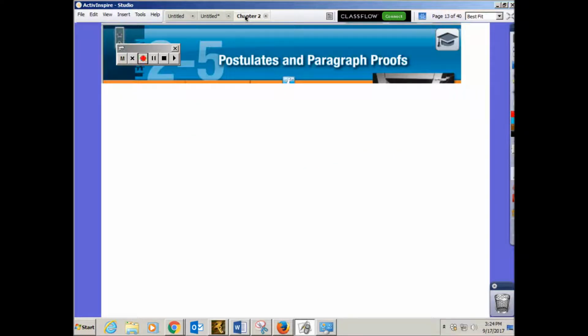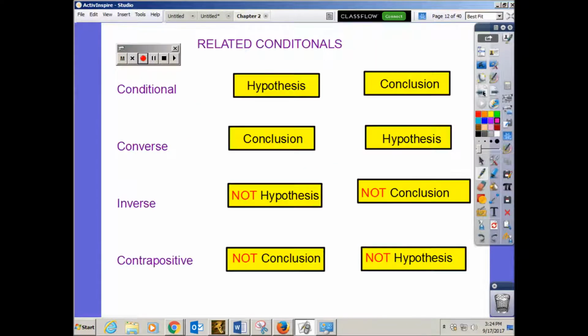So we actually have the conditional, which was the original if-then statement. The converse, as we've just been doing, flips the conclusion to the hypothesis. The inverse and contrapositive, I've said, I'm not testing you on. It will be extra credit, so let me give you an example on how to do that.